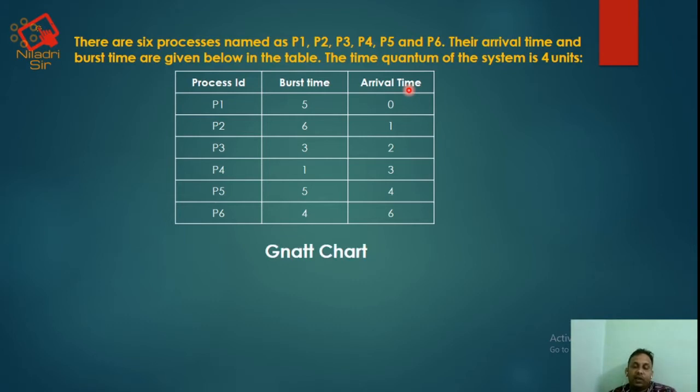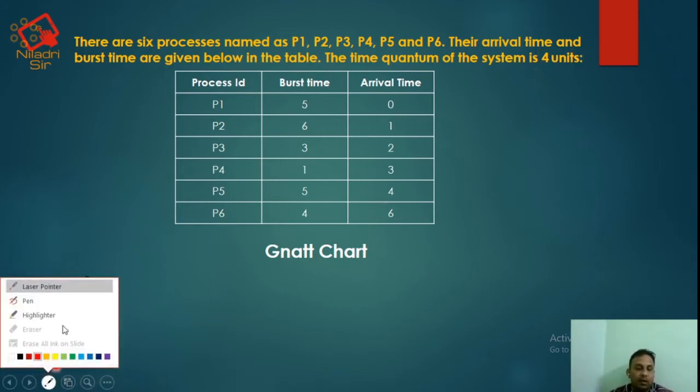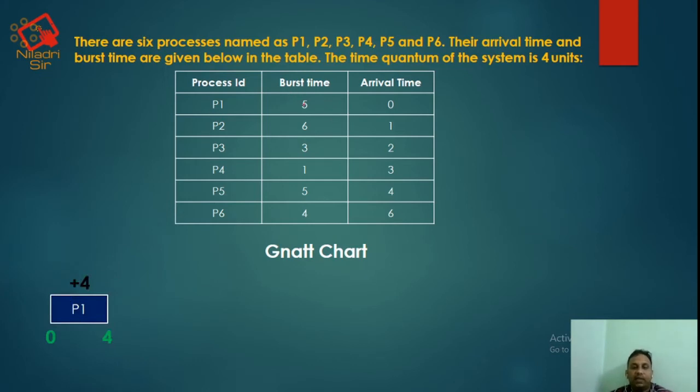So we will first draw the Gantt chart. P1 will execute first. Its arrival time is 0, so it will continue its execution up to 4 units. Why 4 units? Because the time slice is 4. But as you can see, the burst time was 5. So 4 units of time it has been executed, so the remaining burst time will now be 1.